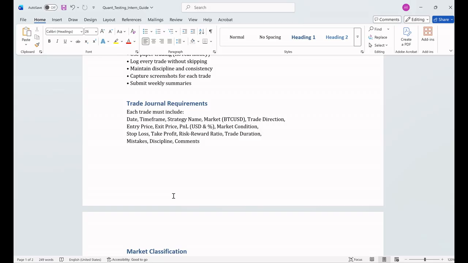If at any point you take a trade due to emotion, you must log it clearly as FOMO, which stands for fear of missing opportunity. This honesty is important because it helps us identify behavioral patterns.